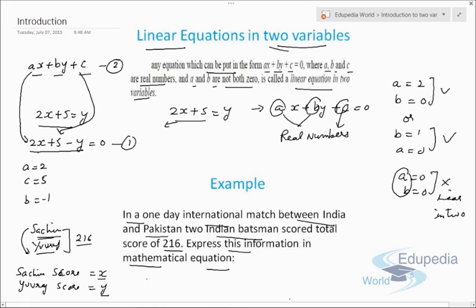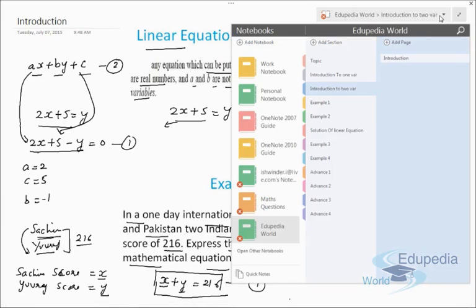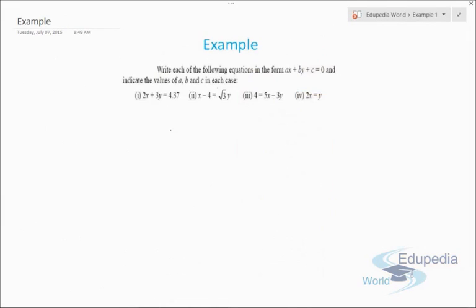These both are unknown, but we know that they both total a score of 216 runs. So we can write: x plus y equals 216. Means the total of both the batsmen is 216. So this forms our mathematical equation through which we can find various solutions. We can get as many solutions of x and y, which we'll discuss in the next slides. So this is a general form of mathematical equation that we can use to represent any information. Let's discuss some more examples related to linear equations in two variables.